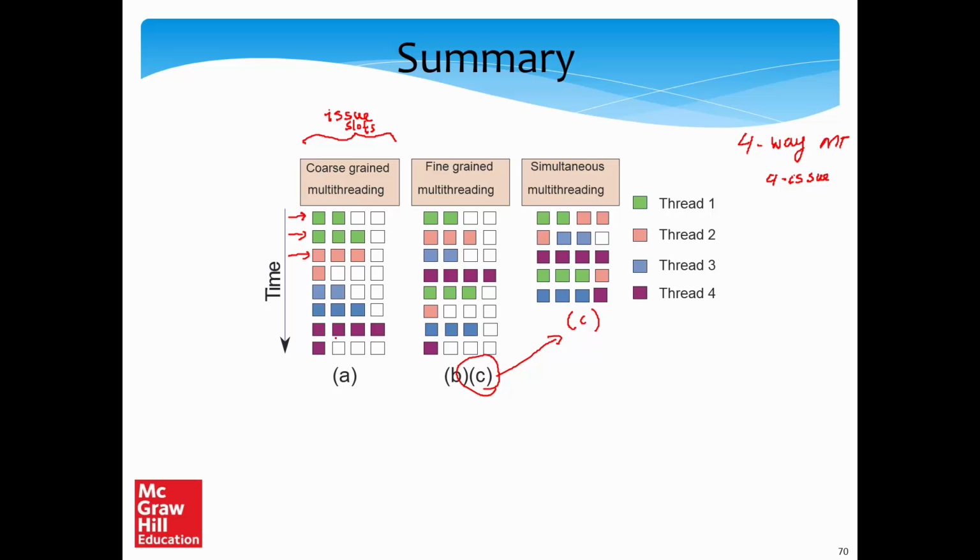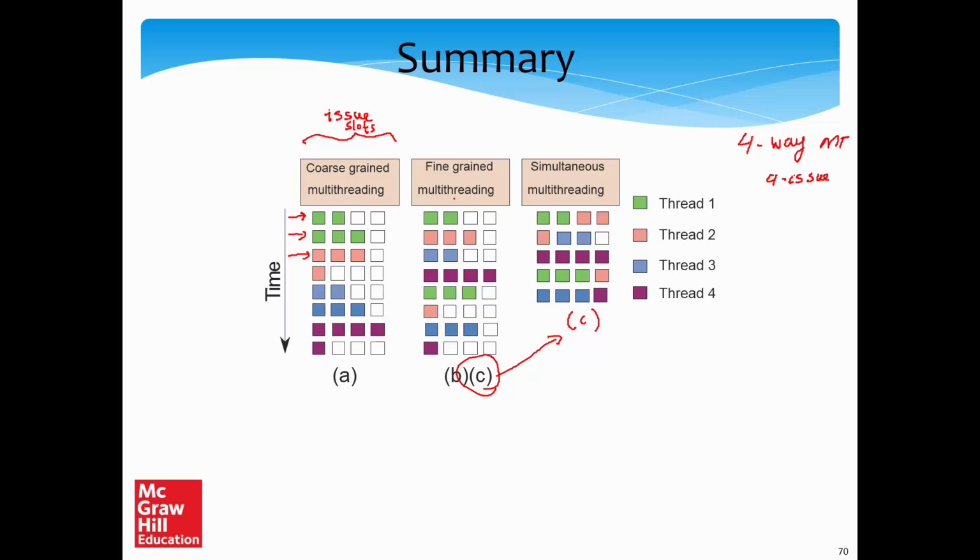And why do we have unused issue slots? Because it was not possible to find instructions belonging to thread 1 that could have been executed in these slots. Why were we not able to find instructions? Because their operands were not ready. Their predecessor instructions, which are supposed to generate values for them, had not executed. So we simply did not find enough instructions of one thread to execute in parallel. Consequently, we wasted issue slots, and that's the reason we have many of these white squares.